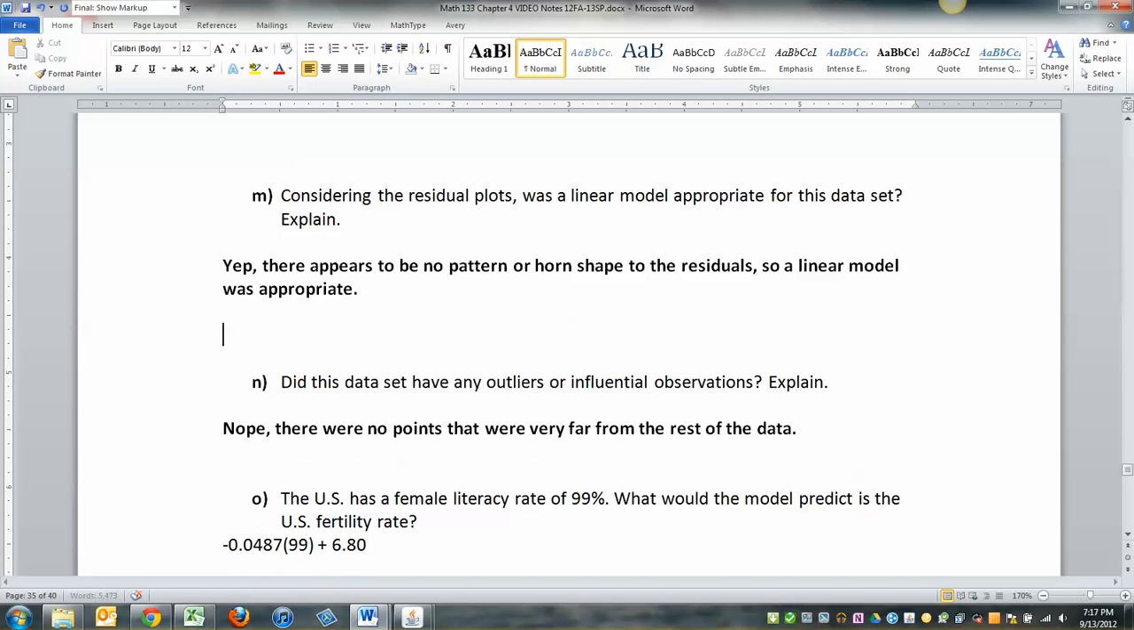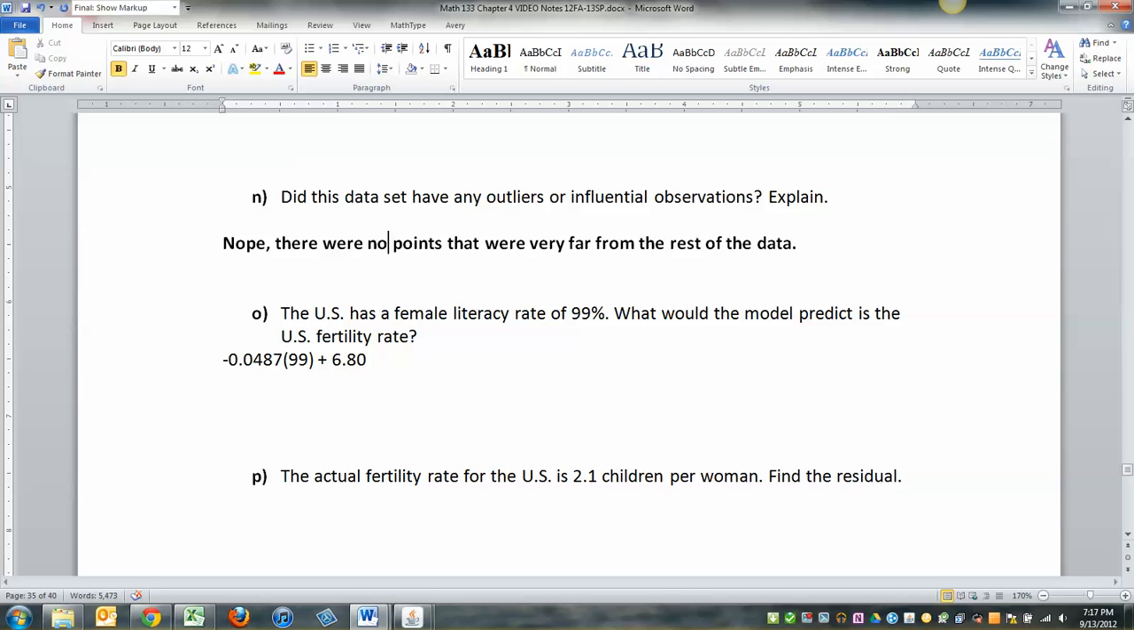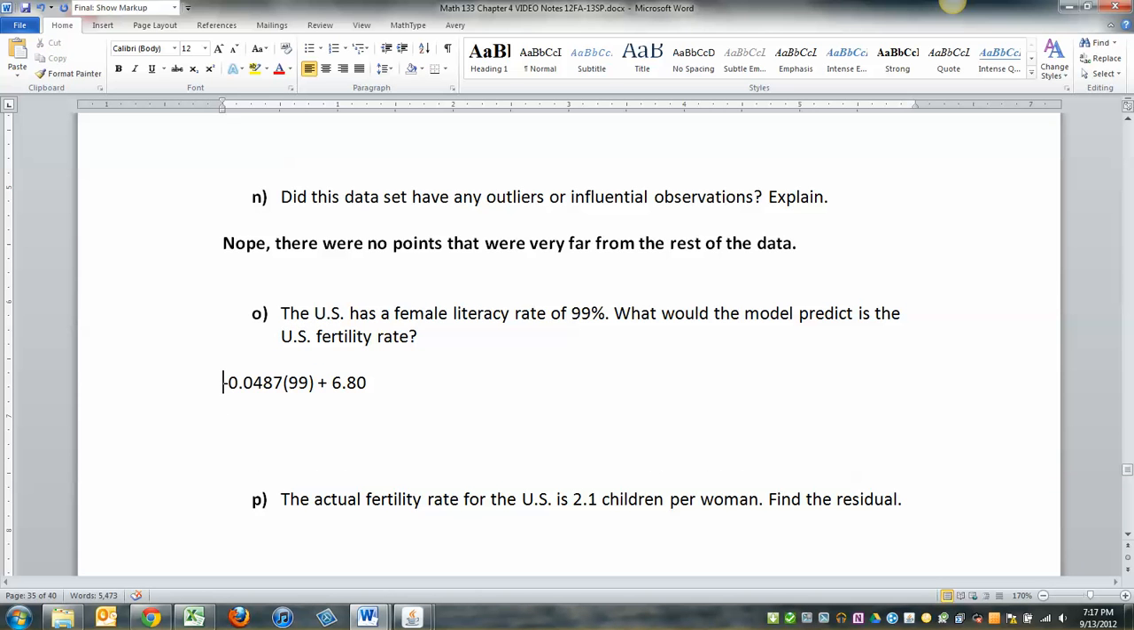Did this data set have any outliers or influential observations? No, not really. I mean, you go look at them, there's no points that are really far away from the rest of the group. Okay, so the U.S. had a female literacy rate of 99%. What would the model predict would be the U.S. fertility rate? So you put in 99 in the equation that you found.